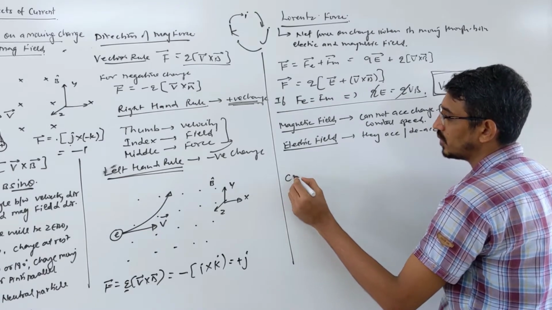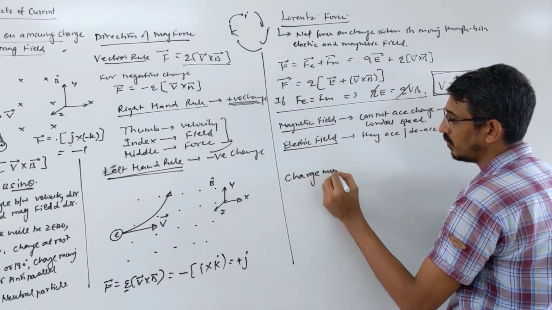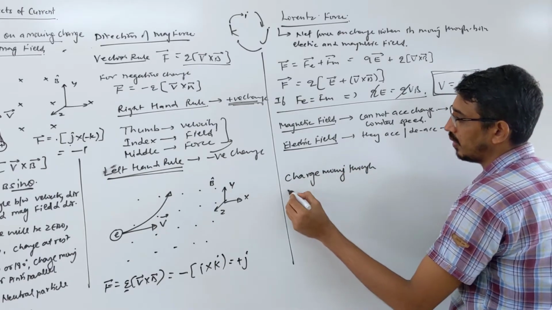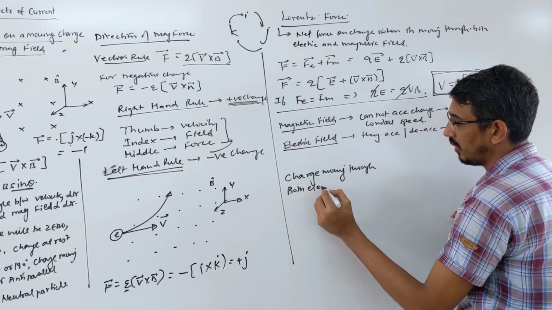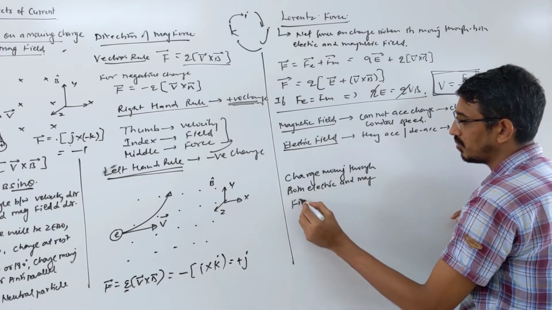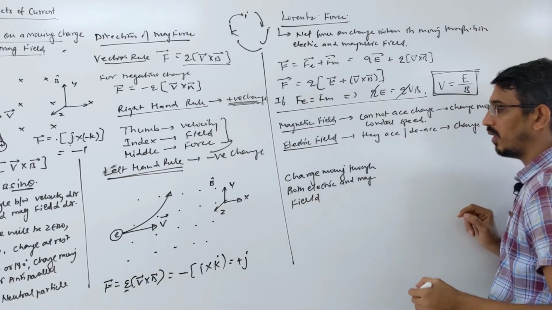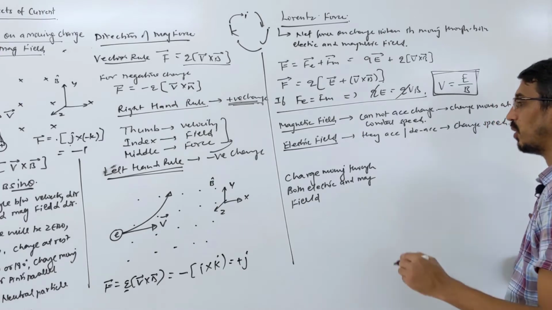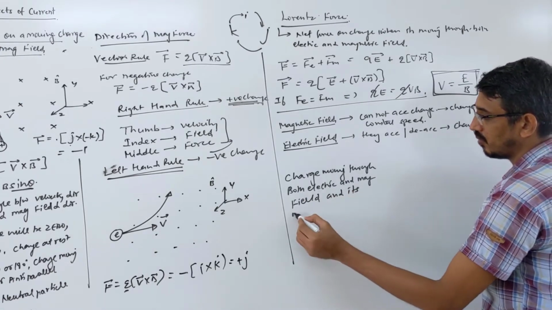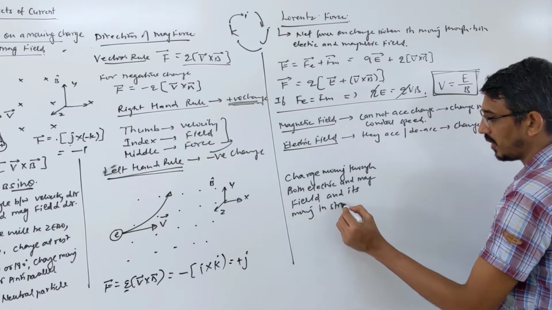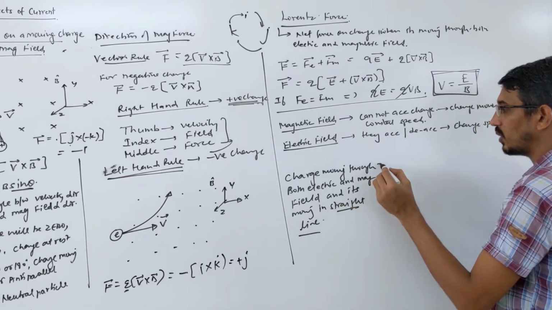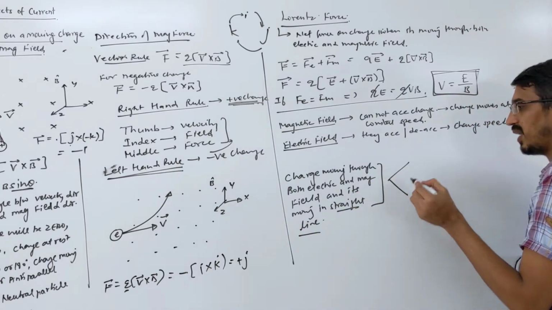If you want to move a charge, I'm writing, a charge moving through both electric and magnetic field. One charge is moving through what? Both electric and magnetic field, and you want it to move in a straight line, then you have two possibilities. So when a charge moves in a straight line, when both electric and magnetic field are there, you have two possibilities.